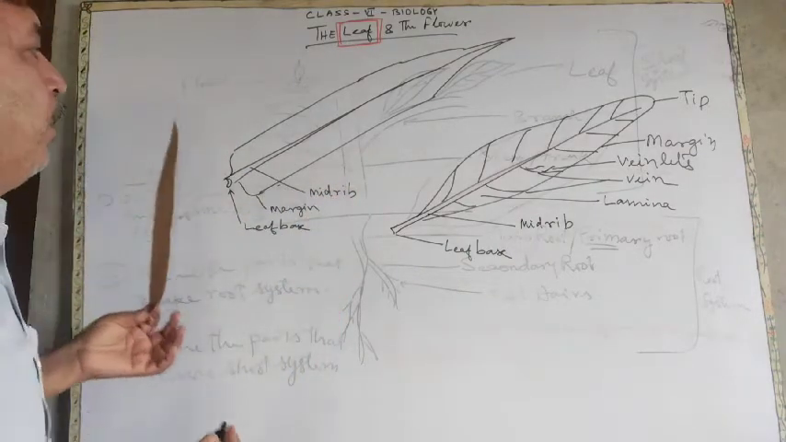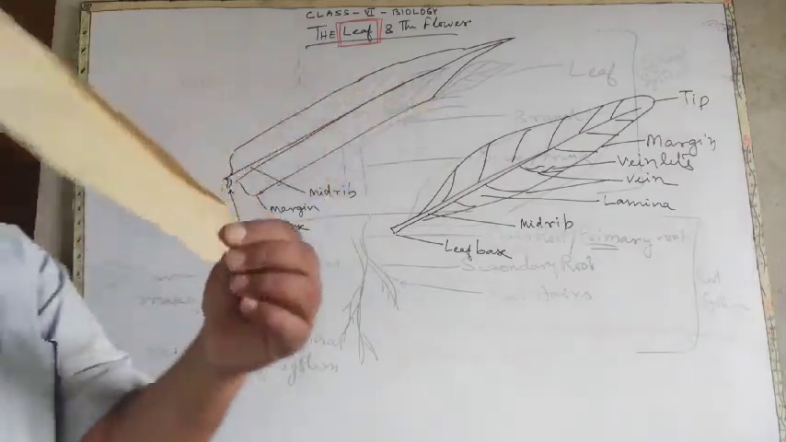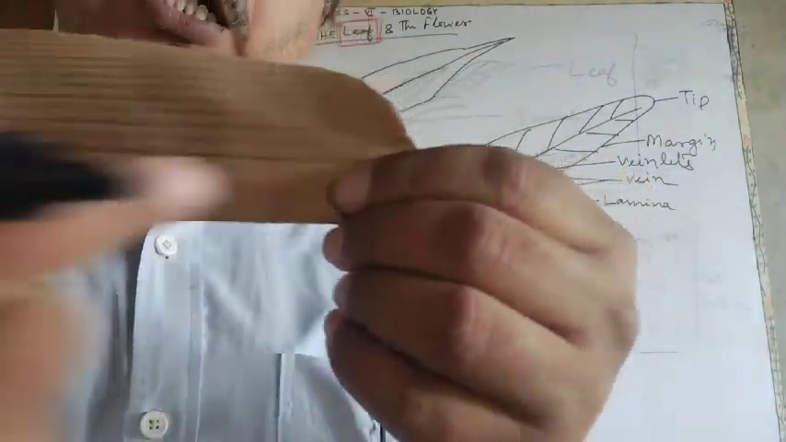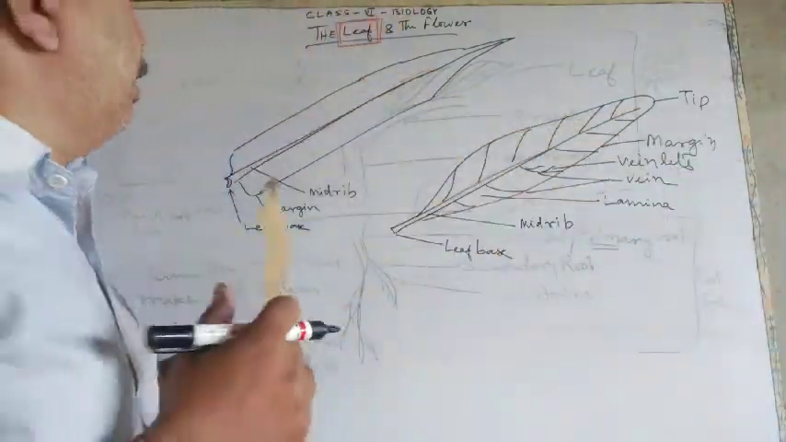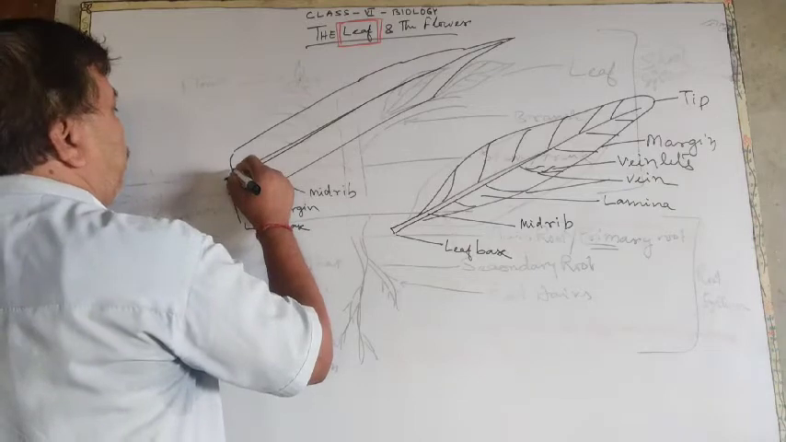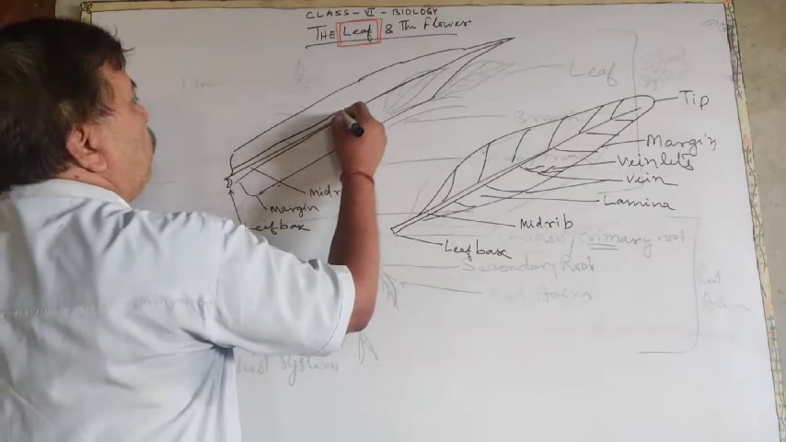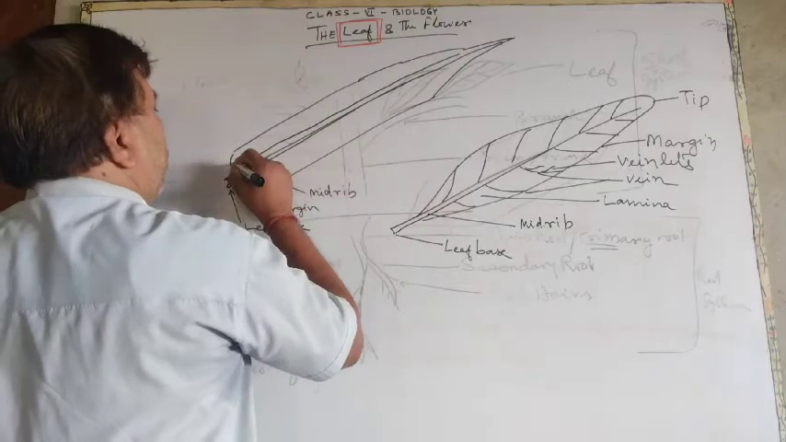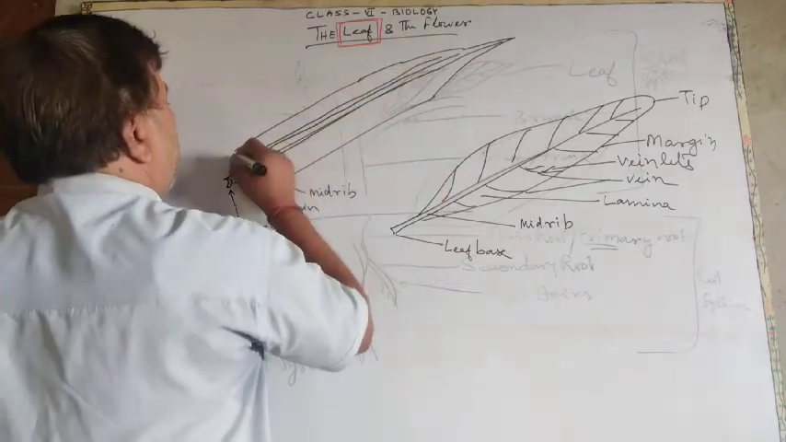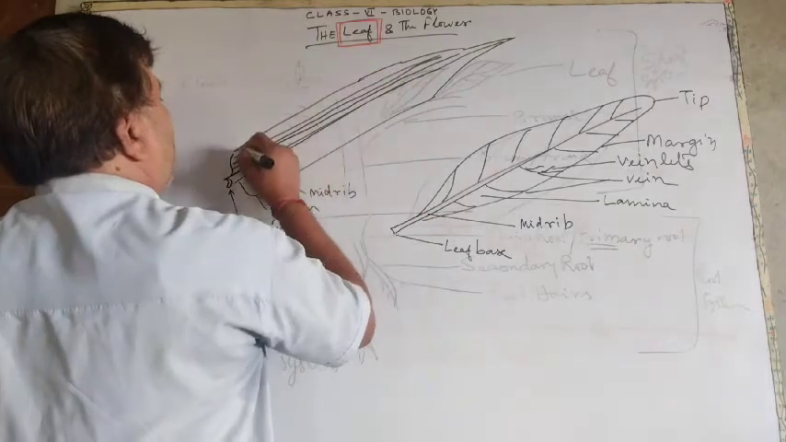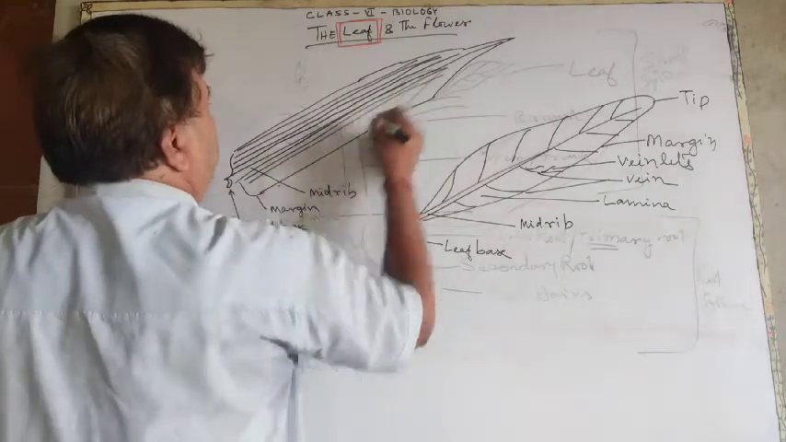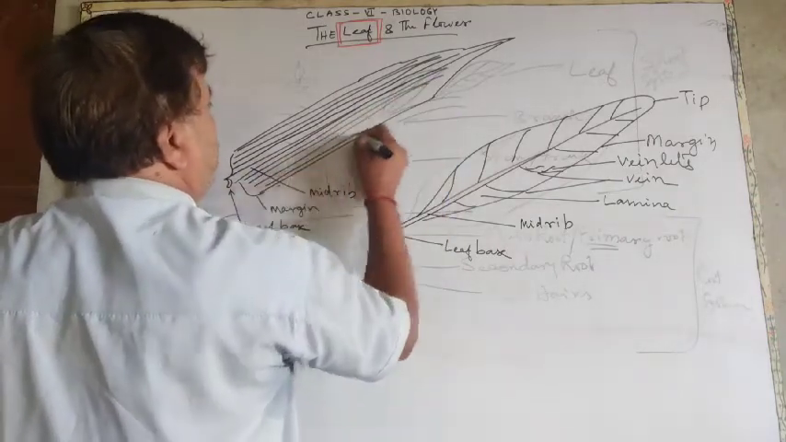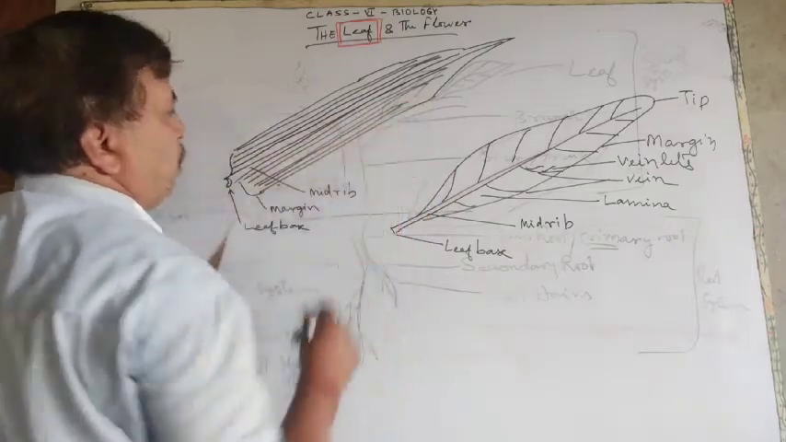Where are the veins located? You can see very clearly the veins are located parallel, starting from the base and going up, moving parallel. So what will be the shape of the veins now? You see, veins go like this. I am drawing the veins. Can you see? These are the veins now. Veins are going parallel to the midrib. This is the major difference between these two leaves, that the veins go parallel.